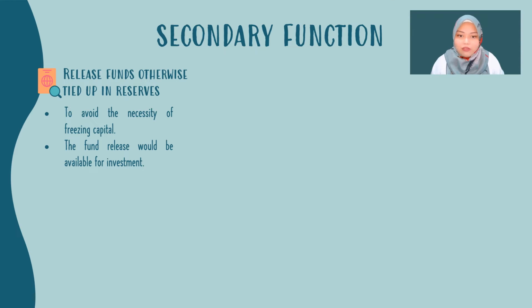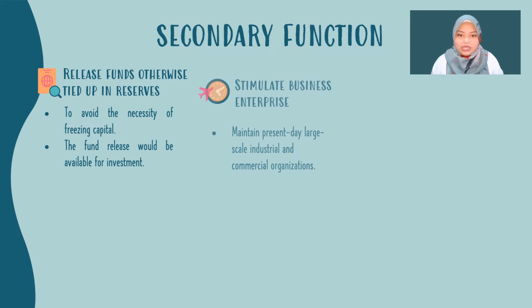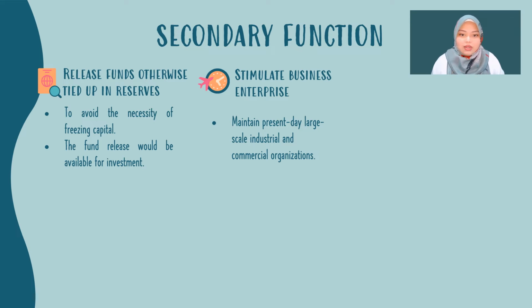The next secondary function of insurance is stimulating business enterprise. The insurance risk transfer mechanism enables and assists in the maintenance of today's large-scale industrial and commercial enterprise. Such big-scale firms could not have begun without passing a major portion of their risk to insurers. Insurance also boosts business in a variety of ways. It makes property financing easier for banks and other financial entities. It also helps international trade.